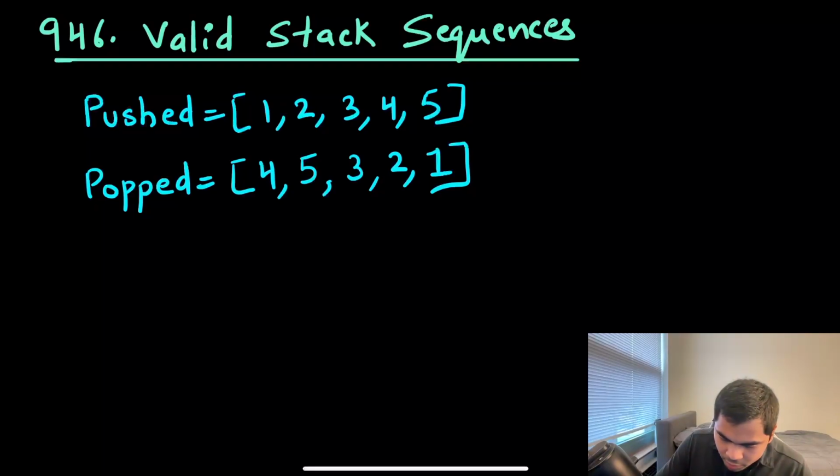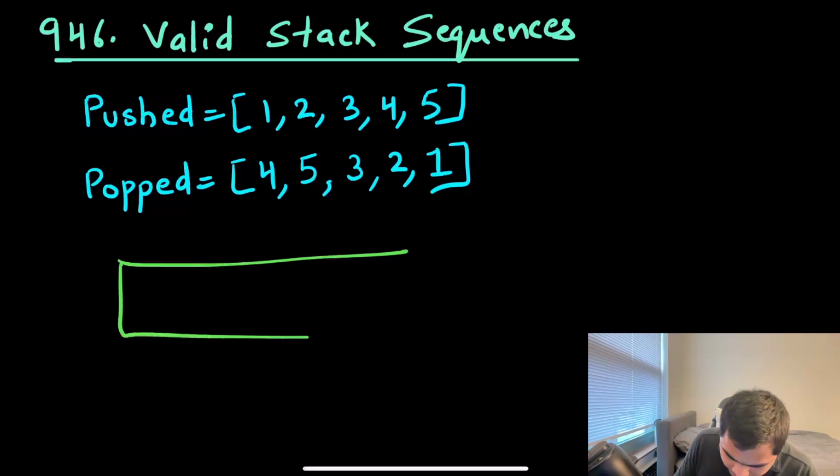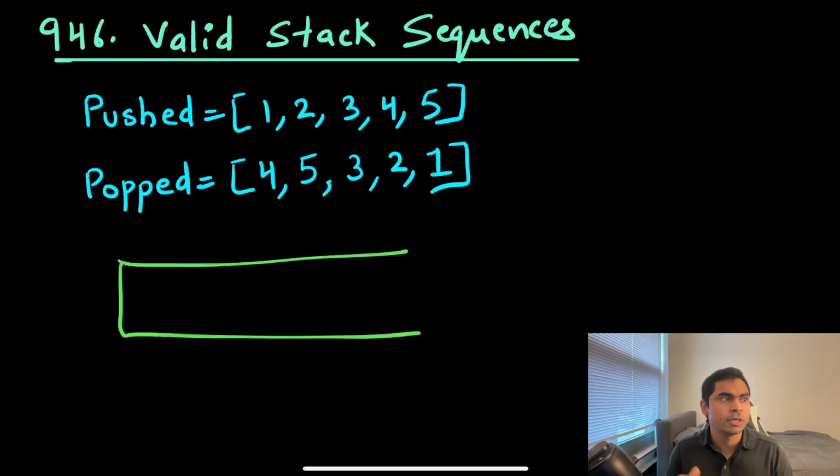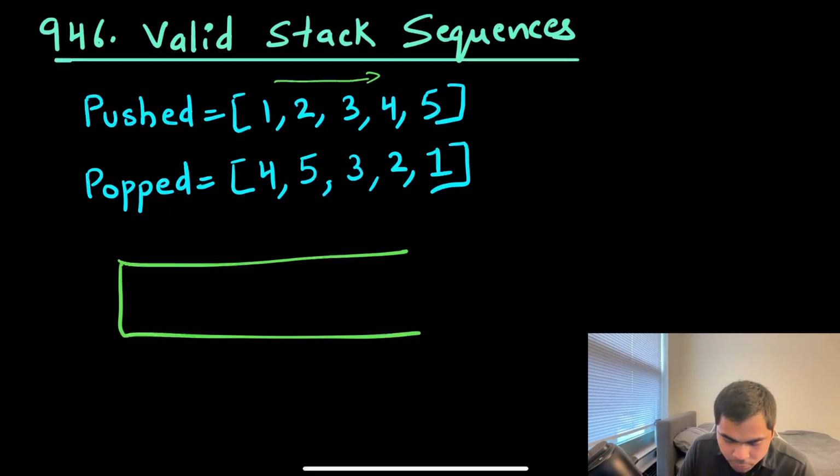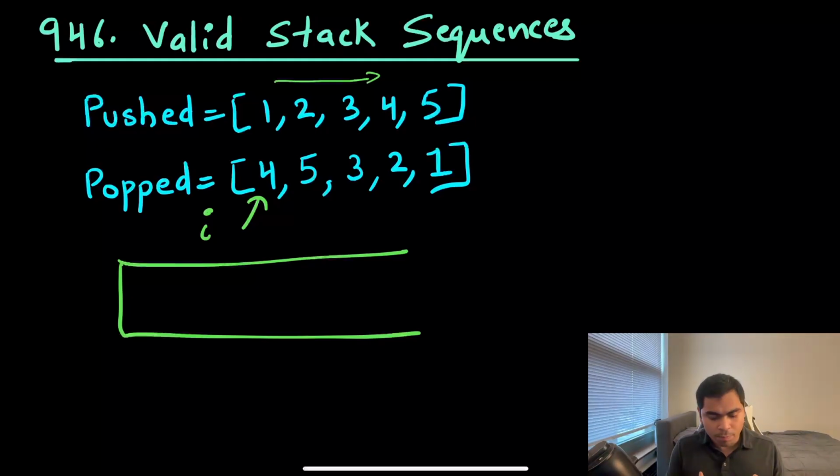So we'll create our stack. I'm creating it horizontally, but you can create it vertically as well. I'll start with the push operations. I want to get through all my push operations, but whenever you see a value on top of the stack that matches the popped array, where I start at the 0th index right here, I know that this needs to be popped, and I want to follow that order. I just want to pop it.